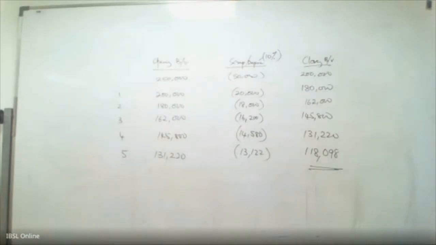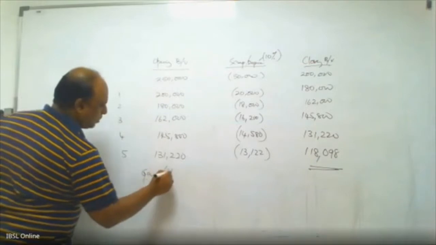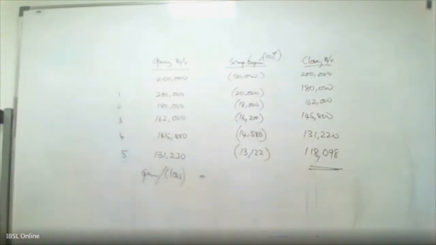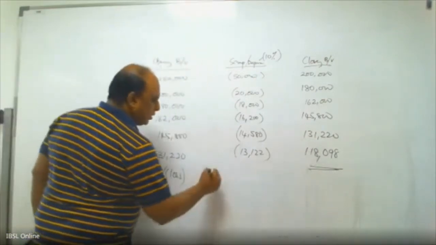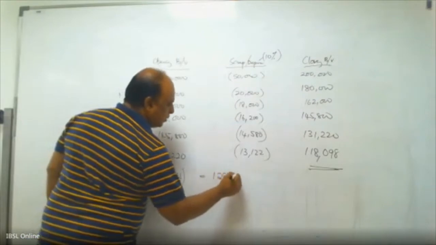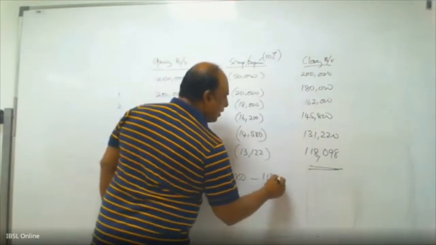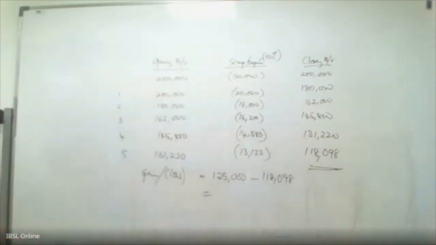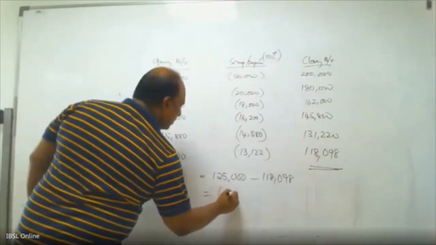Okay. So now you are supposed to calculate the gain or loss. Gain or loss. How much will it be? You have sold this 118,000 worth machine for 125,000. So sale proceeds minus net book value gives you your profit or gain, that is 6,900.